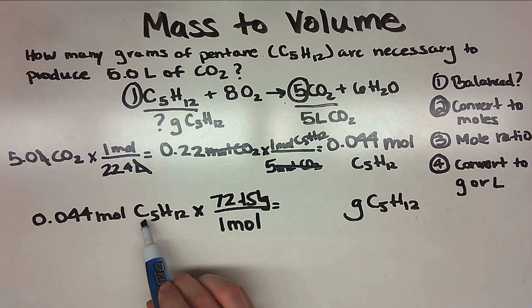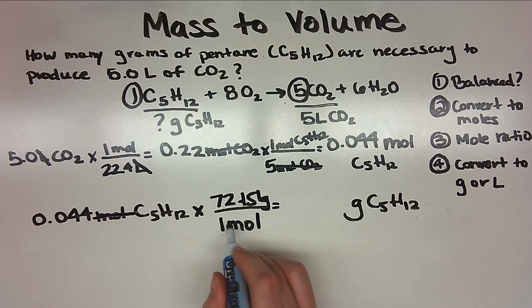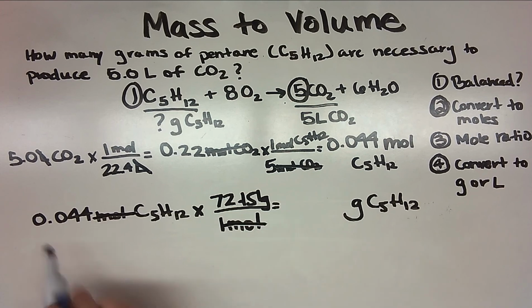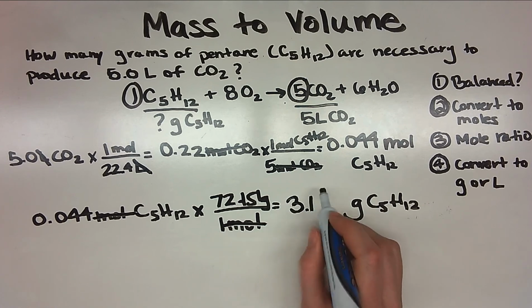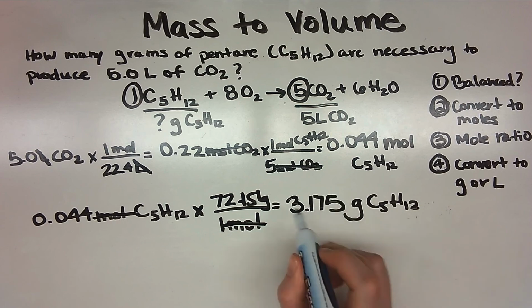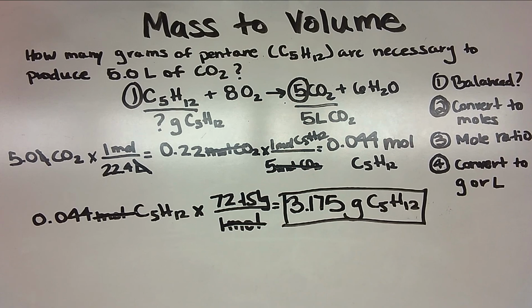So this is the molar mass of 5 carbons, 12 hydrogens. So my mole cancels, and now I'm just going to simply multiply across the top. So I'm going to multiply 0.044 by 72.151, and my answer is 3.175 grams of pentane.